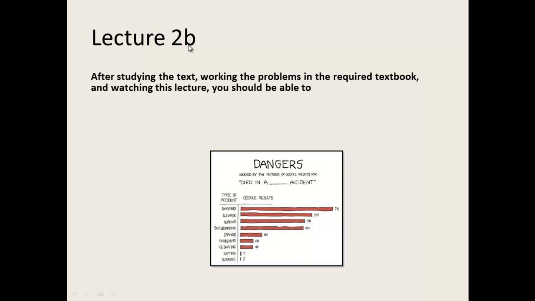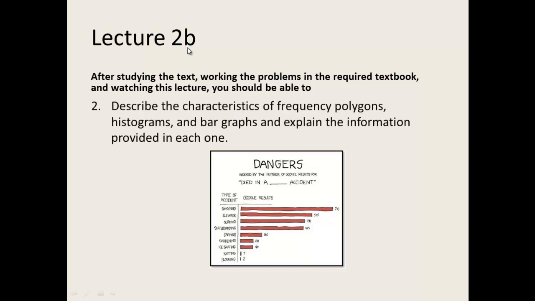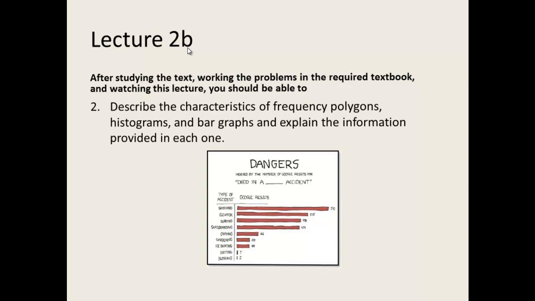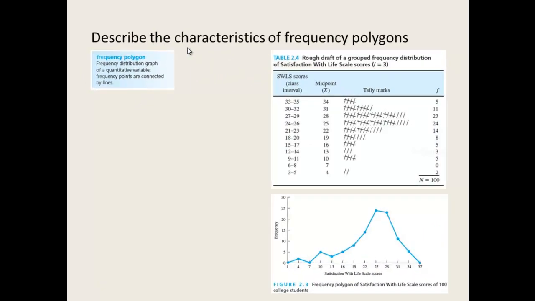In this lecture, we will learn how to describe the characteristics of frequency polygons, histograms, and bar graphs, and explain the information provided in each one. Frequency polygon graphs involve quantitative variables on the horizontal or x-axis. The vertical axis indicates the number of observations in each class of the quantitative variable. There are three features of frequency polygons I want to point out.